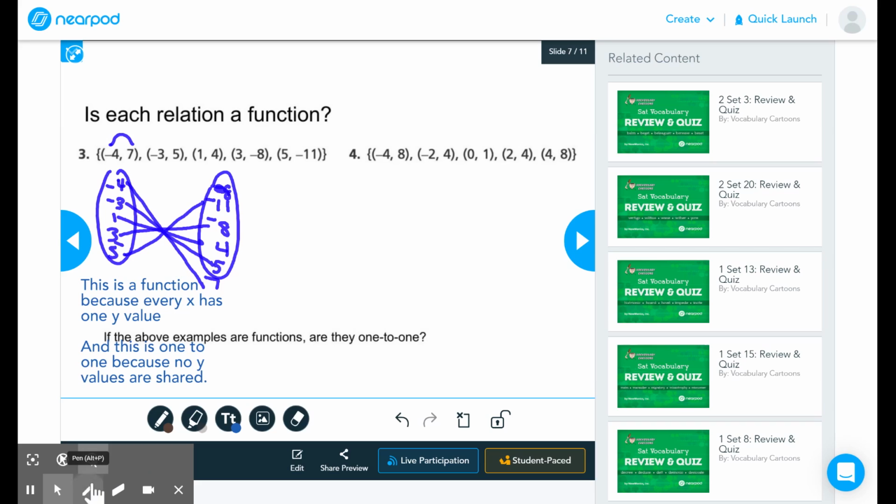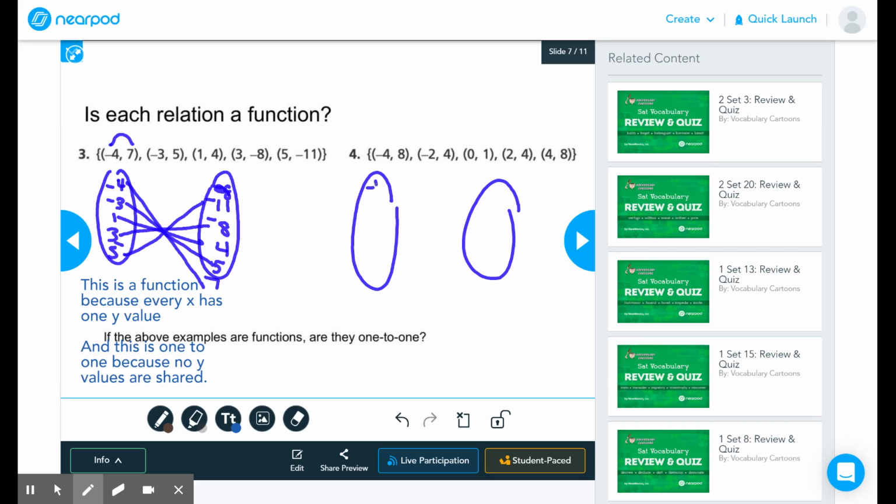Now if we do a mapping diagram here, smallest to biggest, negative 4, negative 2, 0, 2, 4. And then 1, 4 repeat, so I have to write it once. 8 repeat, so I have to write it once. Negative 4 matches up with 8. Negative 2 matches up with 4. 0 matches up with 1. 2 matches up with 4. And then 4 matches up with 8.